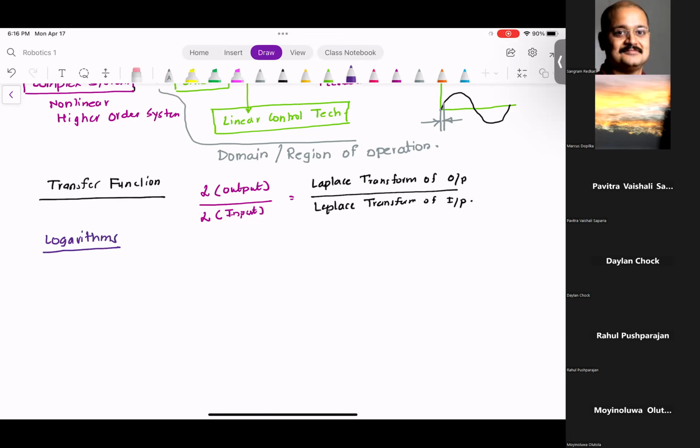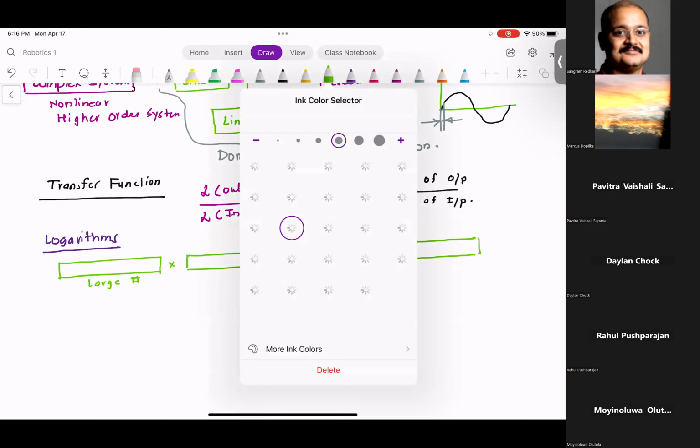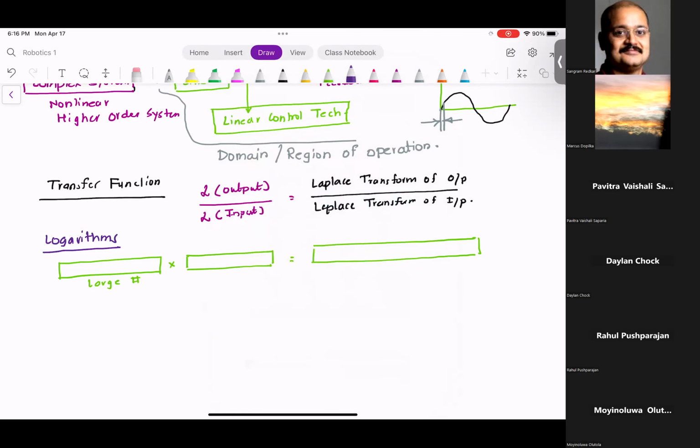I want you to understand that logarithms were invented because we wanted to multiply two big numbers, and it was not possible to perform this big multiplication using the available resources in the time that is needed. So you have a large number here, you have another large number here, and then this multiplication is going to be very, very large.